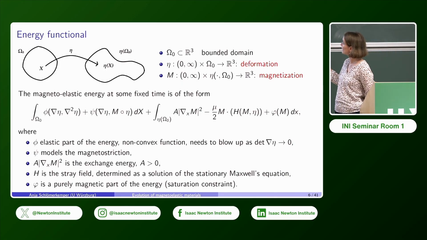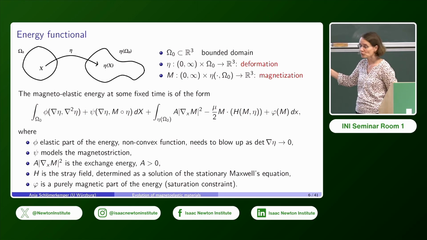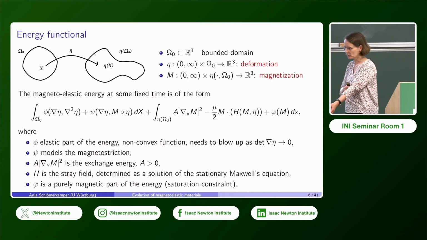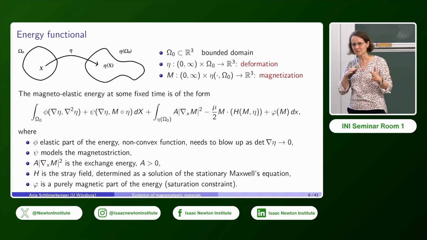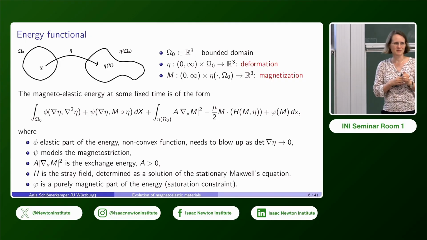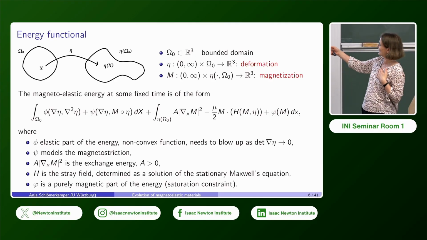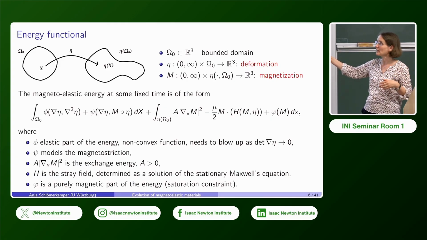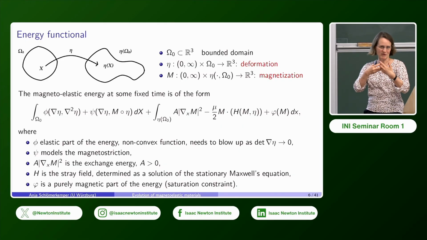And our magnetization will be defined on the deformed configuration or the current configuration of the material. And this is part of the problem. Those of you who have worked on this earlier may know. Elasticity is phrased with respect to the reference configuration, whereas magnetism or Maxwell's equations are phrased in the current configuration. We will now somehow have to couple these.